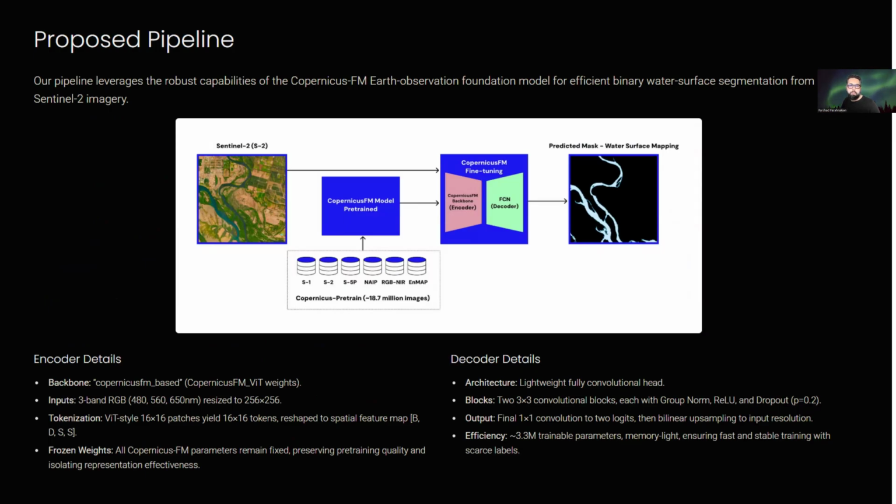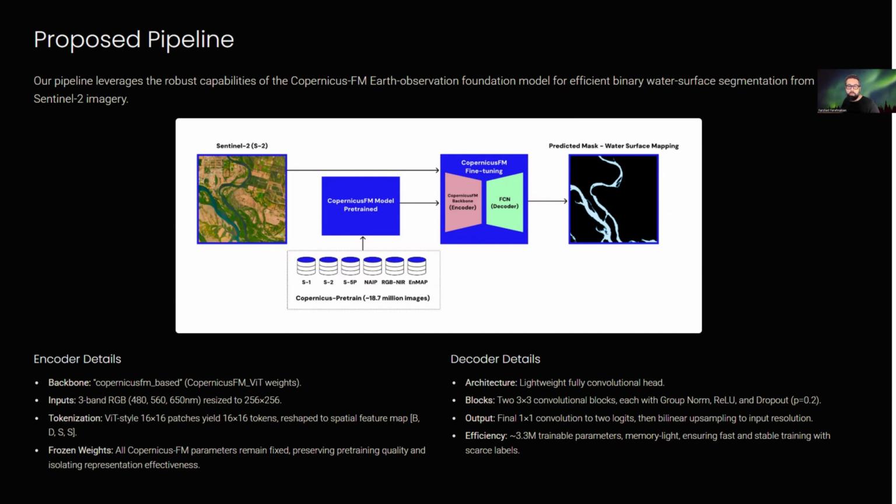Our pipeline is straightforward. Let's start with Copernicus-FM, which is a pre-trained model on a massive approximately 18.7 million images from various sensors, Sentinel-1, Sentinel-2, and other sensors. The core innovation is our fine-tuning approach.